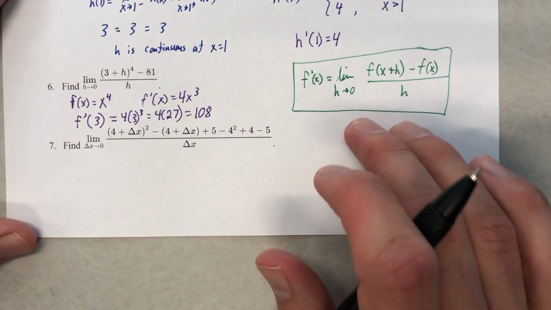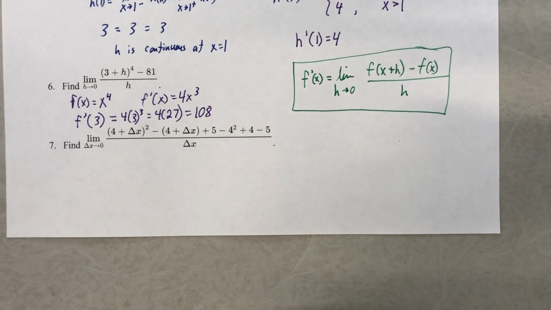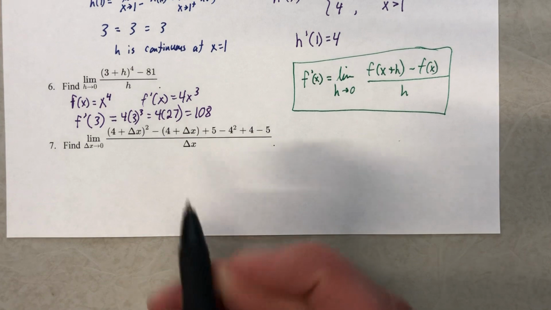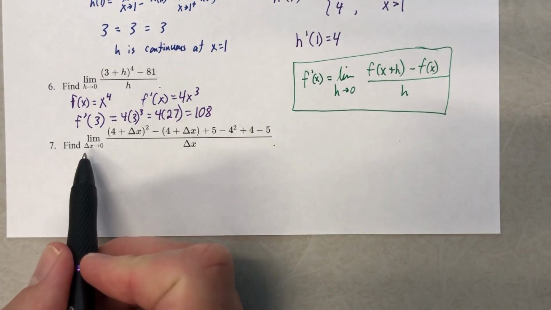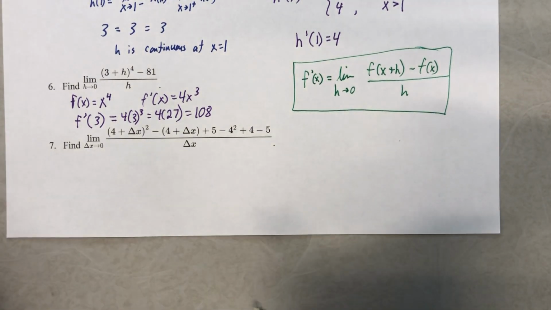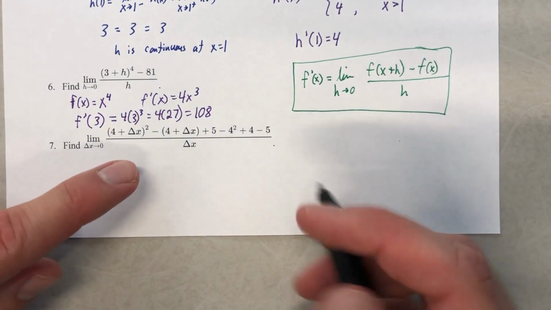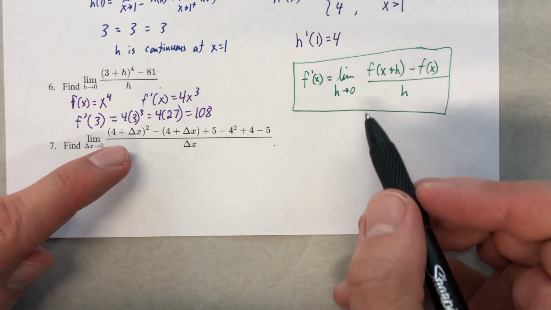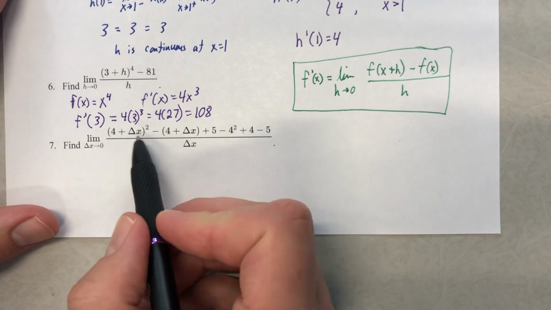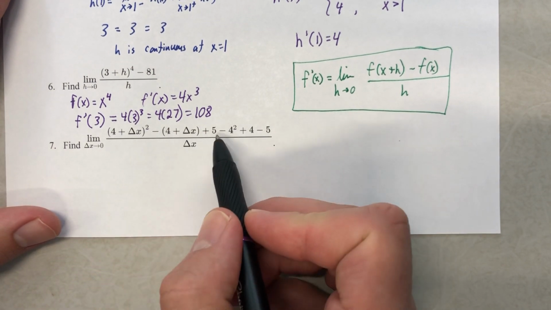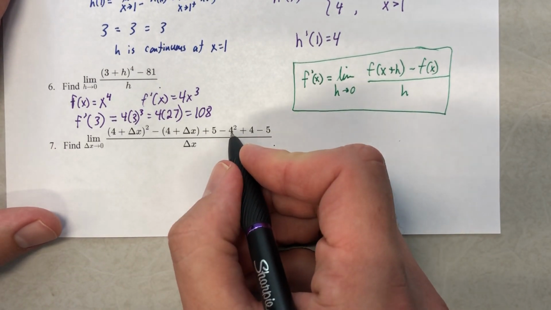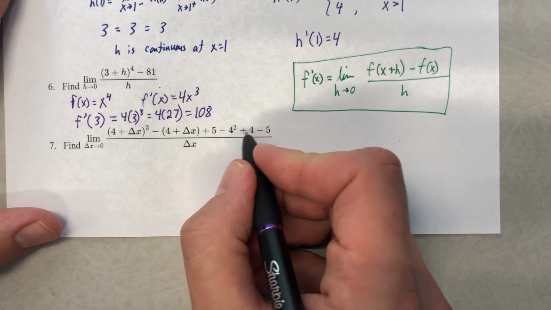Okay, same thing for number 7. This structure is that structure, so we're just going to find the corresponding parts. Now, instead of h, they used delta x, which again represents the change in x. So let's do it. What are we dealing with here? Okay, well, we have something that's squared minus something plus 5. Oh, there we go. Minus squared plus something minus 5.